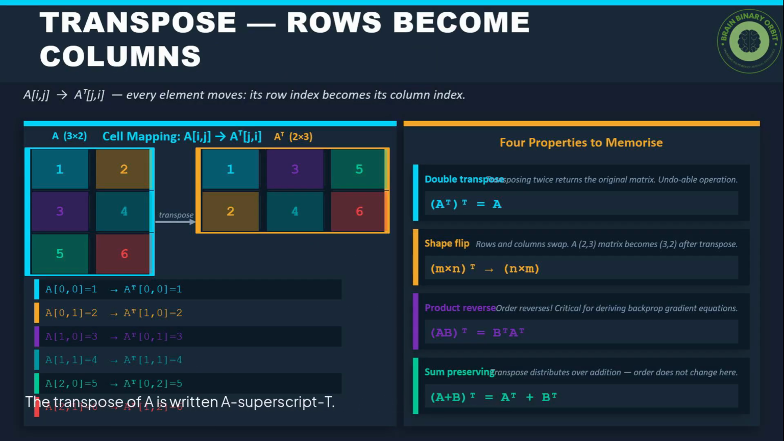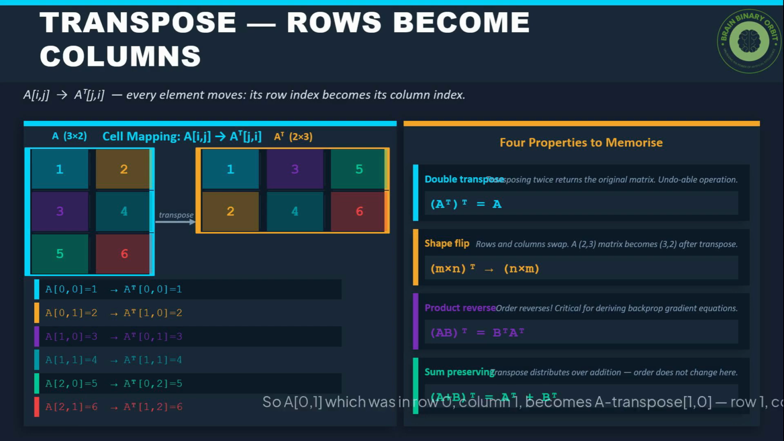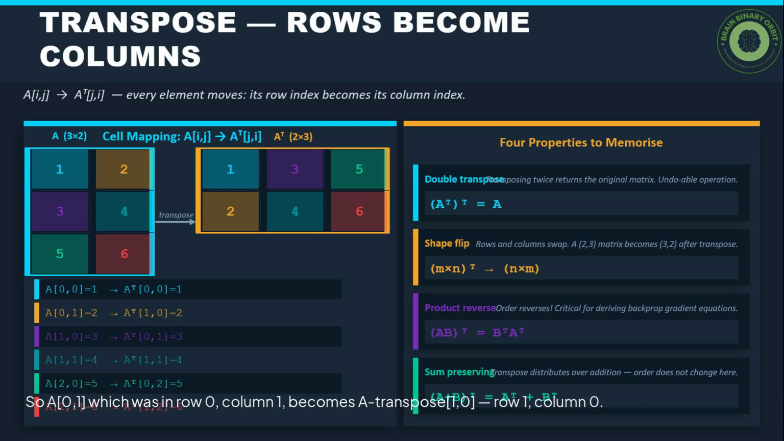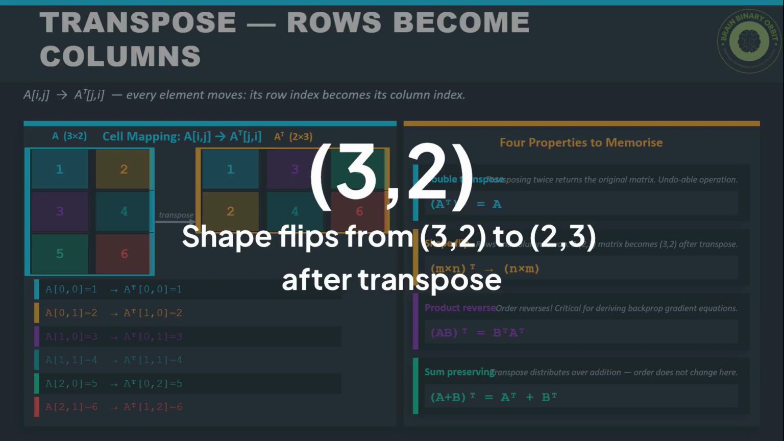The transpose of A is written as A superscript T. The rule is, element A at row i, column j moves to position row j, column i in the result. Every index pair swaps. So A[0,1], which was in row 0, column 1, becomes A transpose [1,0], row 1, column 0. The shape flips. A 3 by 2 matrix becomes 2 by 3 after transpose.